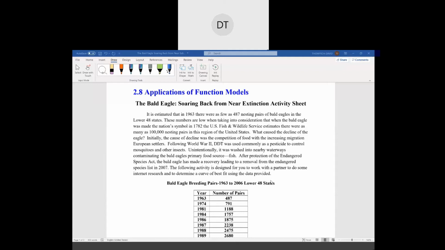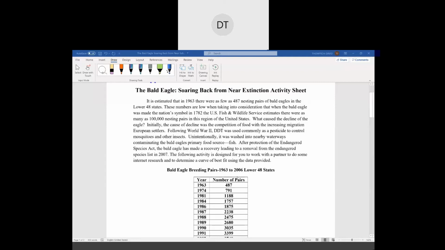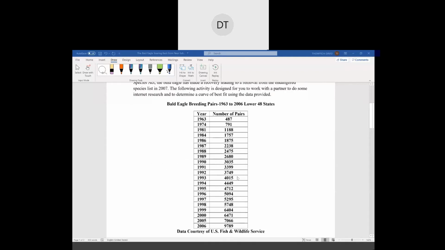The following activity is designed for you to work with a partner to do some internet research and to determine a curve of best fit using the data provided. This table provides all the data found on the United States Fish and Wildlife Service's website of all the nesting pairs from 1963 all the way to 2006. We see in 1963 there are 487 pairs, and even as recent as 2006 there were 9,789 pairs. So the bald eagle has made a remarkable recovery from nearly being extinct, and that's ironic because that's our nation's symbol.